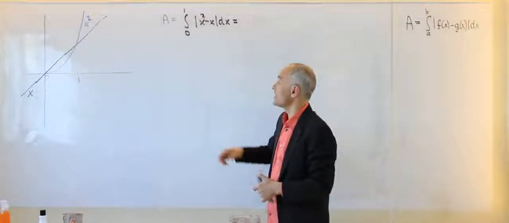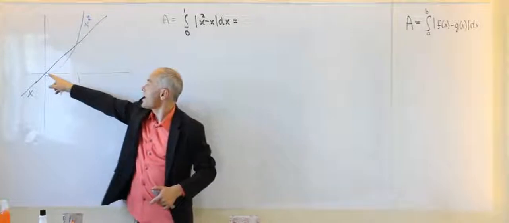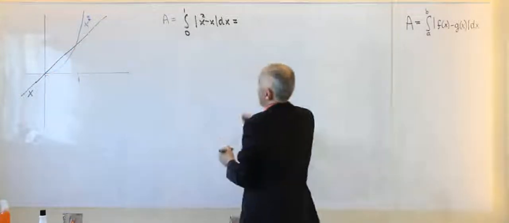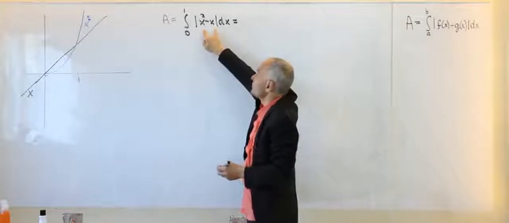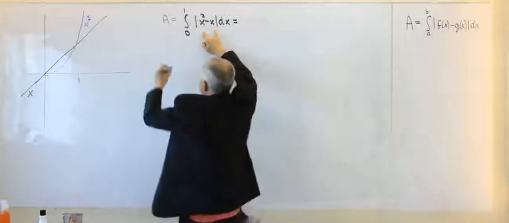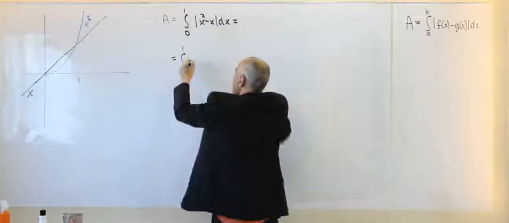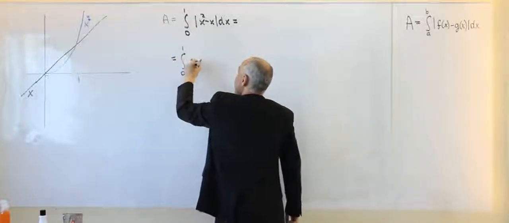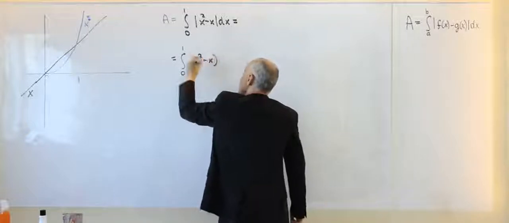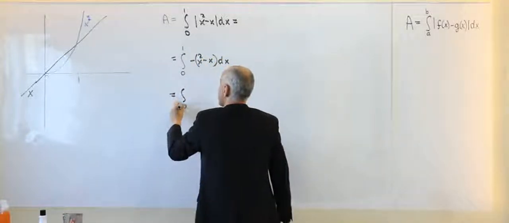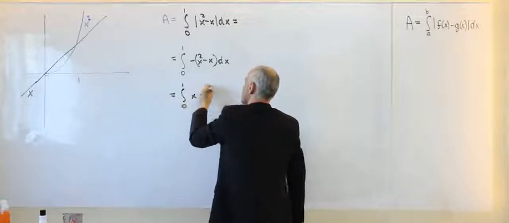In this case, actually, if you look at this graph, x squared is less than x. So this quantity is negative between 0 and 1. So our absolute value will be equal to negative x squared minus x dx, or just x minus x squared dx.